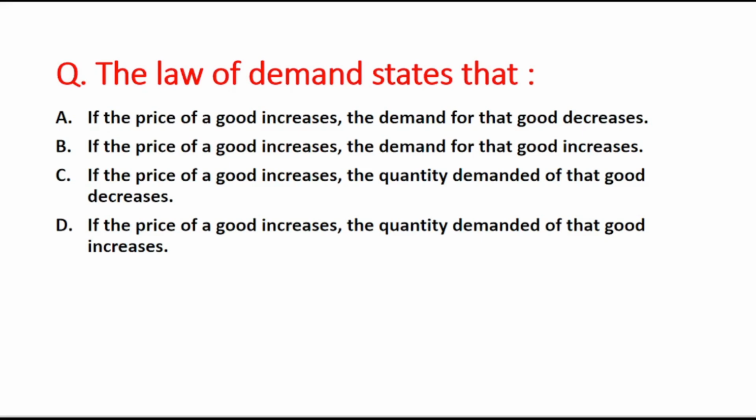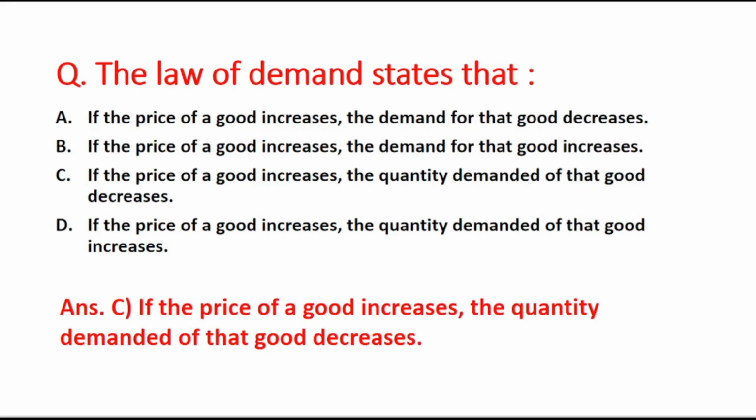Next question is, the law of demand states that A option is if the price of a good increases, the demand for that good decreases. B option is if the price of a good increases, the demand for that good increases. C option is if the price of a good increases, the quantity demanded of that good decreases. And D option is if the price of a good increases, the quantity demanded for that good also increases. So right answer is option C, that is according to the law of demand, if the price of a good increases, the quantity demanded of that good decreases.